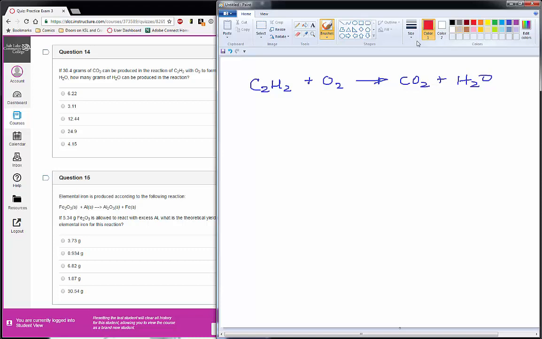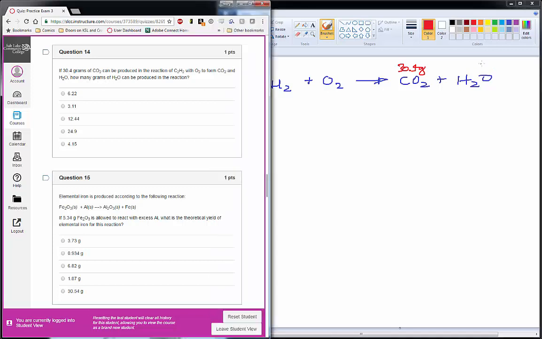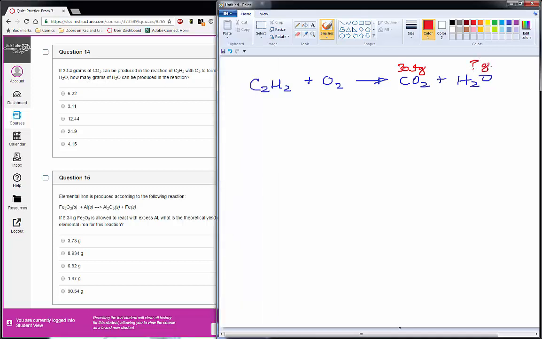All right, and they're telling me that I start with 30.4 grams of CO2. That's not what I started with, but that's the number that they give me to start with. And they want to know how many grams of H2O. So in other words, I've got this reaction going. This is how much carbon dioxide I get, how much water would have to be formed in the same reaction. And so the first thing I did was write this out. The second thing I'm going to do is balance it.